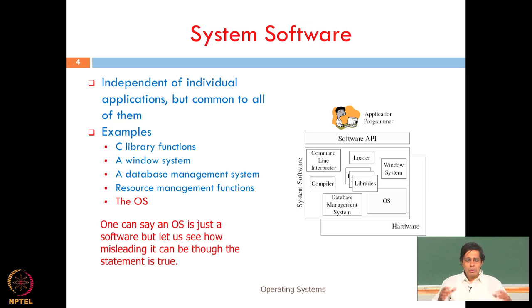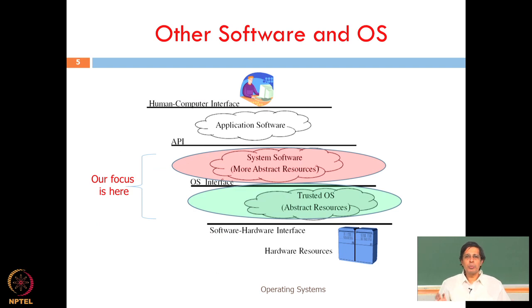in this module. Now all this system software is available to the application programmer through what we call an application programmer interface, API, a software API. And this system software basically, as I mentioned in the previous slide, will execute on the hardware. Now in this course we will bother more about system software.